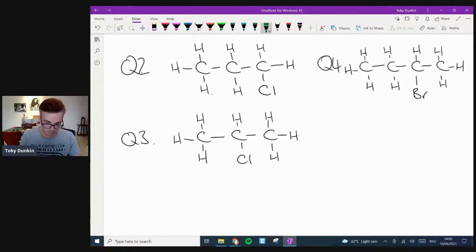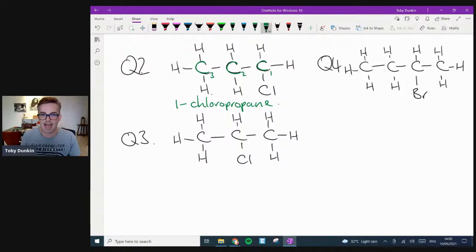So the first one is going to be 1, 2, 3, and I'm going to count it from this direction so I can make the chloro the lowest number. Yeah, so this is now going to be 1 chloropropane. Right, guys, can everyone now on the chat?